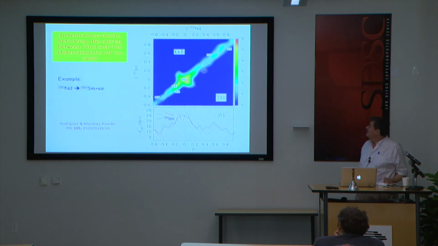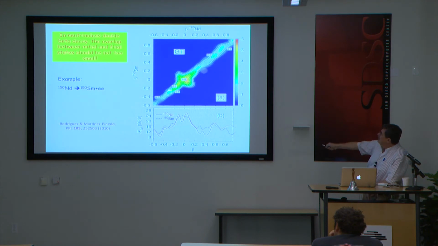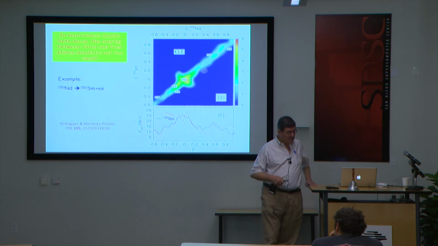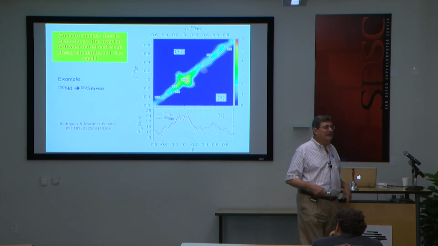And here is a calculation to show you that. This is the deformation of the mother nucleus and the daughter nucleus. You can see that the deformations have to match one another to get a significant double beta decay. Double beta decay has not been observed. I mean, it has been proposed by a San Diego professor, but has never been observed.